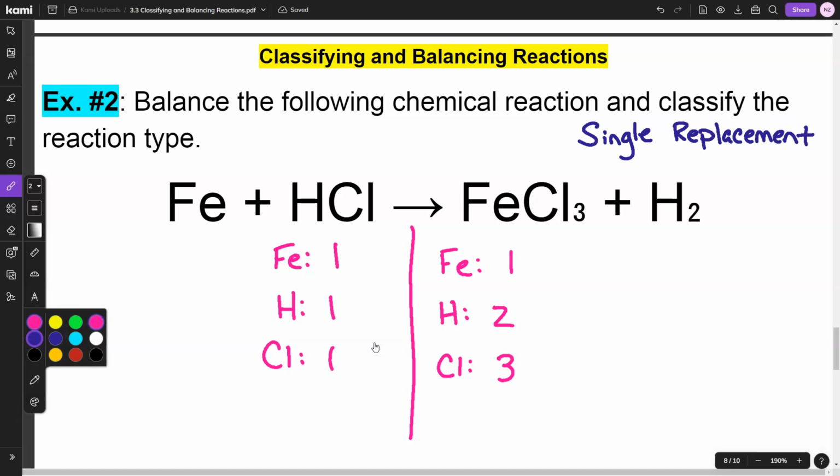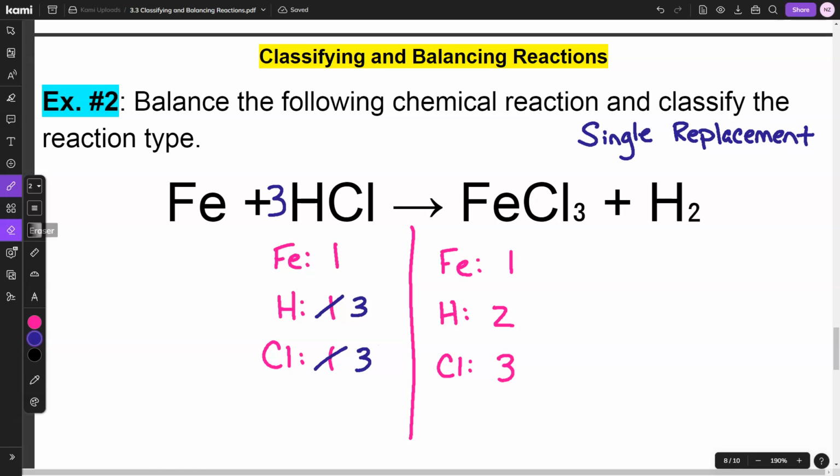So we have 3 on the right side. I need 3 on the left. So let's put a 3 right here. 3 times 1 makes this a 3. 3 times 1 makes this a 3. Great. Chlorine's balanced, but hydrogen is not.